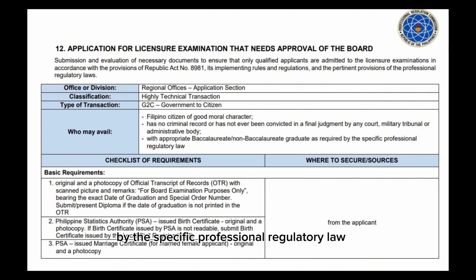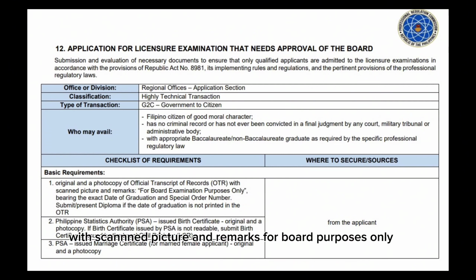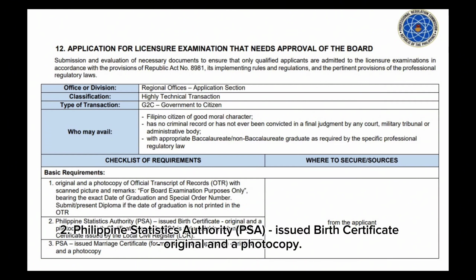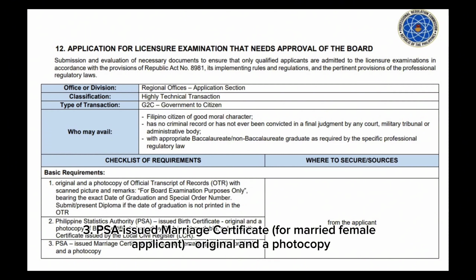specific professional regulatory law. Checklist of requirements. 1. Original and a photocopy of official transcript of records, OTR, with scanned picture and remarks, for board examination purposes only, bearing the exact date of graduation and special order number. Submit present diploma if the date of graduation is not printed in the OTR. 2. Philippine Statistics Authority, PSA, issued birth certificate, original and a photocopy. If birth certificate issued by PSA is not readable, submit birth certificate issued by the local civil register, LCR.